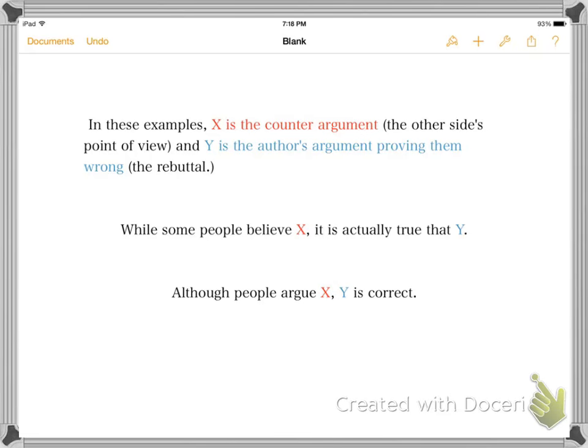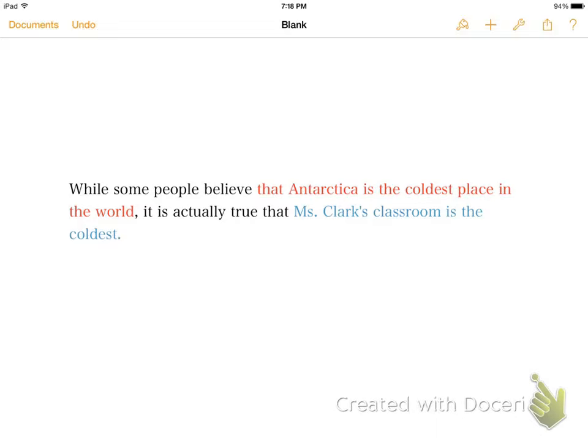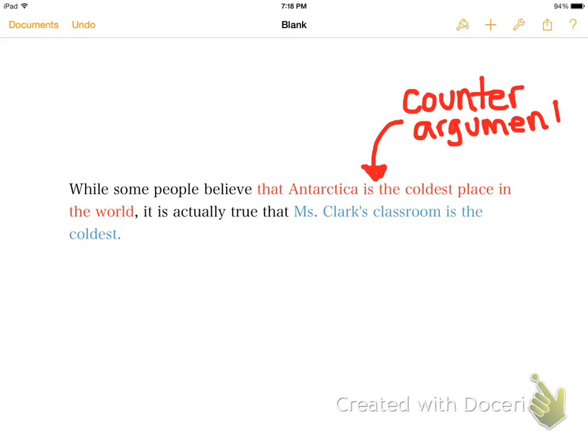Let's take a look at a full sentence, though, using these 2 options. While some people believe that Antarctica is the coldest place in the world, it is actually true that Miss Clark's classroom is coldest. The first part of this sentence, that Antarctica is the coldest place in the world, is the other side's point of view. It's the counter-argument. However, you, knowing better, are going to argue that Miss Clark's classroom is actually coldest. You're going to prove them wrong. And this is called the rebuttal.